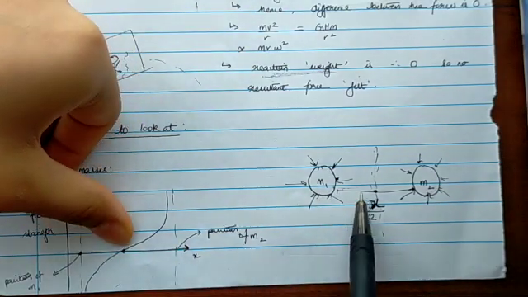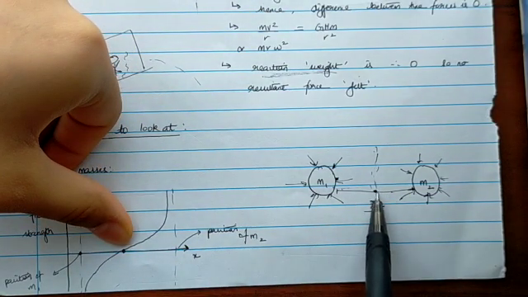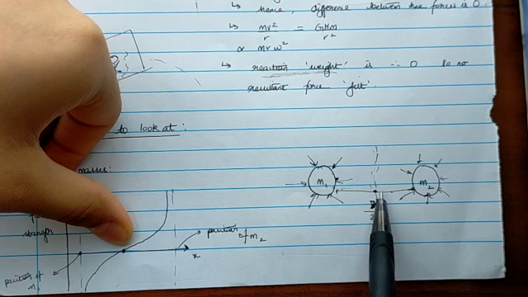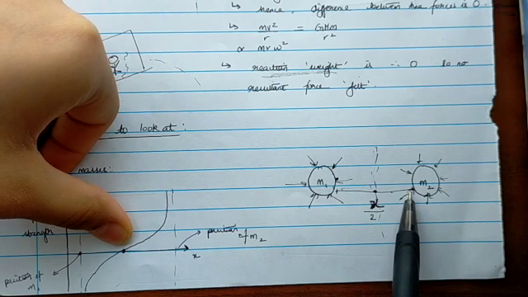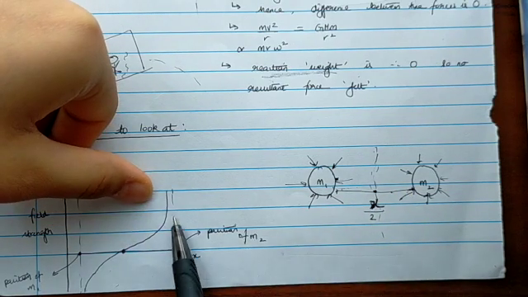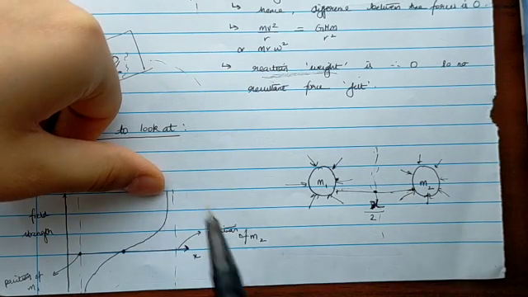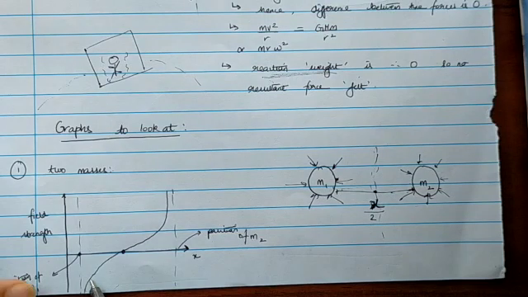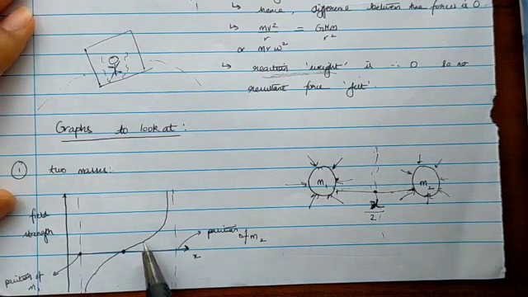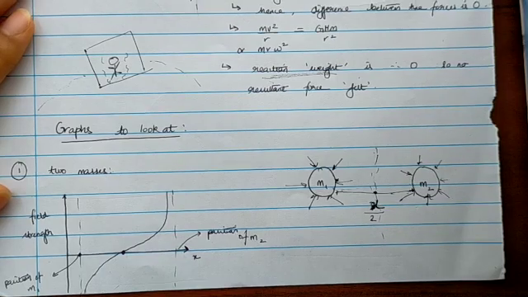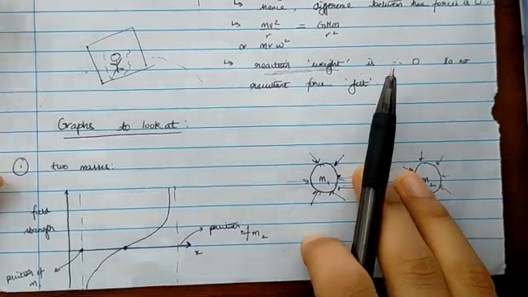But as you go closer and closer to M2, if this point moves from M1 closer and closer to point 2, then the field strength would keep increasing until it reaches the surface. So this turns out to look sort of like a cubic graph when you're plotting field strength against x, the distance between the masses. So that is one graph that you should keep in mind.